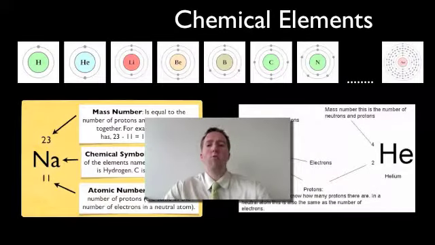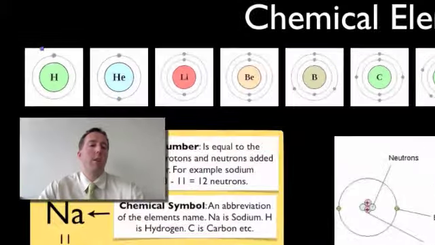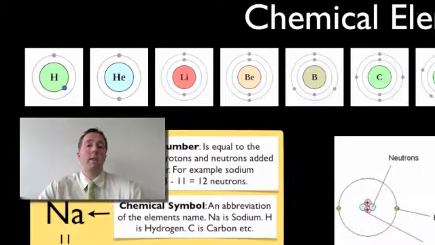Now, there are a whole range of chemical elements that exist on this planet, or in fact in the universe really. I'll go through a couple here. So here I've got hydrogen. Hydrogen is a type of atom, and all hydrogen atoms have got one proton in their nucleus.